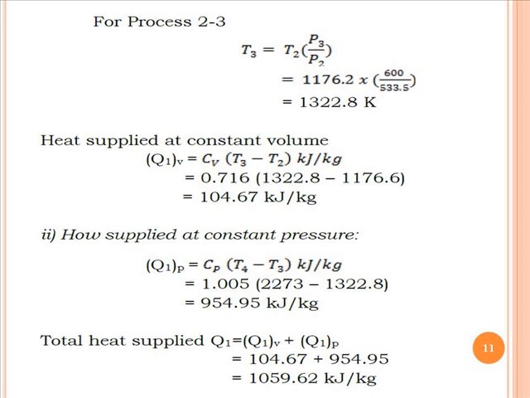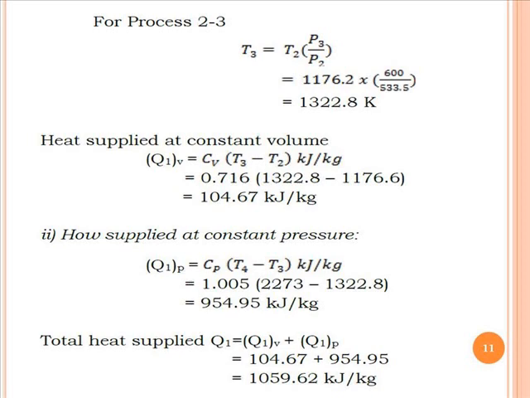Now for process 2 to 3, T3 is equal to T2 into P3 by P2, where the T2 value is known to us and P3 and P2 values are available with us. So we can calculate the value of T3 temperature, that is 1322.8 Kelvin, and based on that, heat supplied at constant volume, Q1 at constant volume, is equal to Cv into T3 minus T2. T3 and T2 values are calculated, and based on that heat supplied at constant volume is 104.67 kilojoule per kilogram.